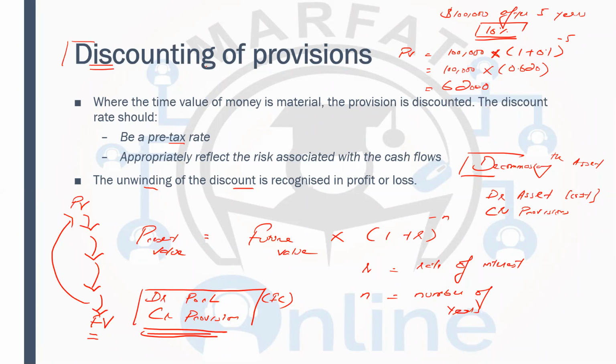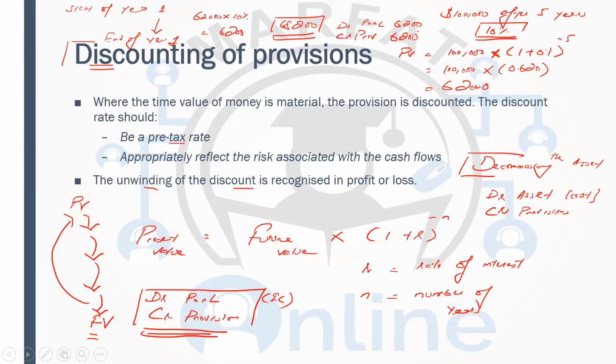Now this is the present value which you have recorded at the start of year one. By the end of year one, 1 year has passed, so we take 62,000 multiplied by 10%. It gives you 6,200. So 62,000 plus 6,200 is 68,200. This is going to be your closing provision. The double entry is debit profit or loss, credit provision, 6,200. We have recorded 6,200 as a finance cost and increased the provision by 6,200, so the closing provision is 68,200.